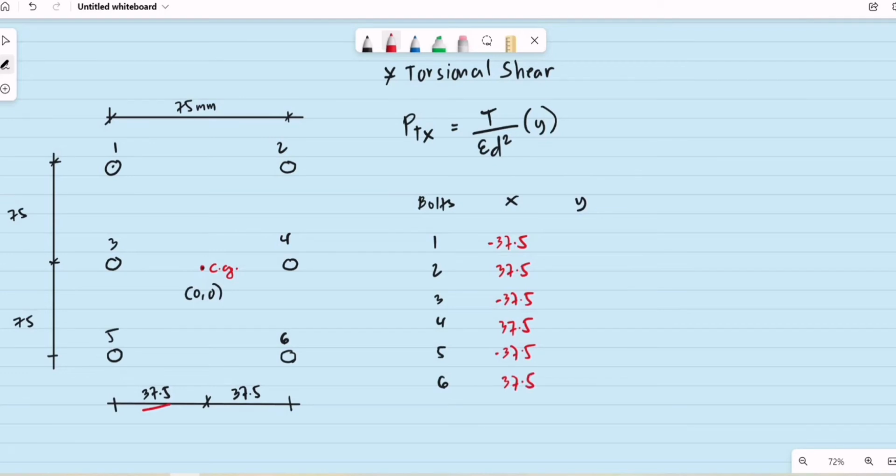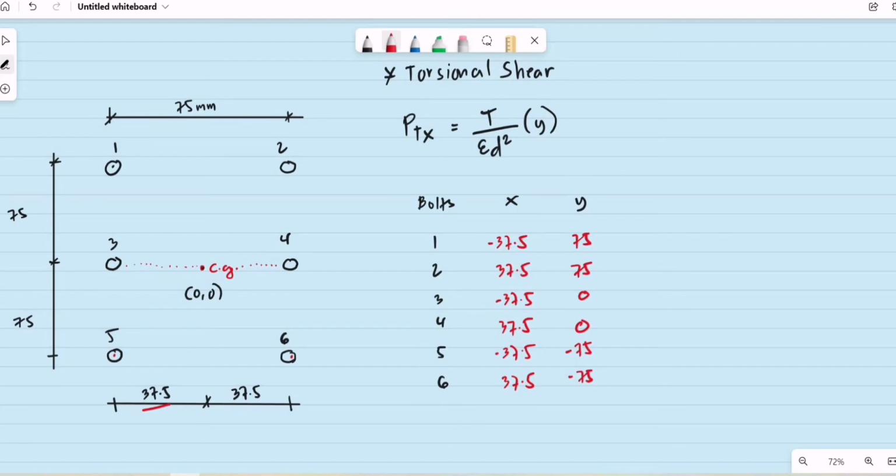So basically, rectangular coordinates. When it comes to y, since 3 and 4 are along the center of gravity, their y value will be 0. So 0 and 0. Then we have 1 and 2. They are in the same position above the center of gravity, that will be positive 75. And bolts 5 and 6 are in the same row below the center of gravity, so that is negative 75.